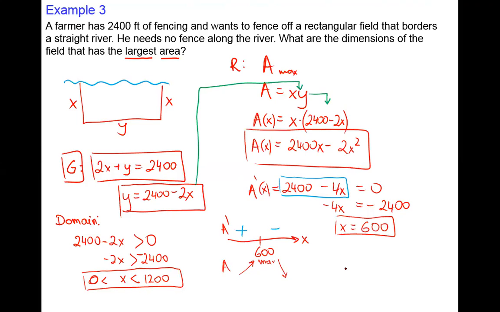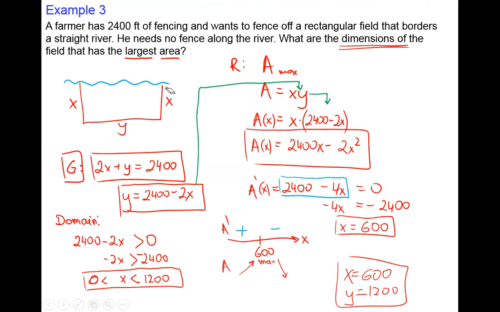600. That means x is 600. Who can calculate y? Because we need a dimension. 1200. Okay, this is y. 2400 minus 2 times 600. Of course, yes.